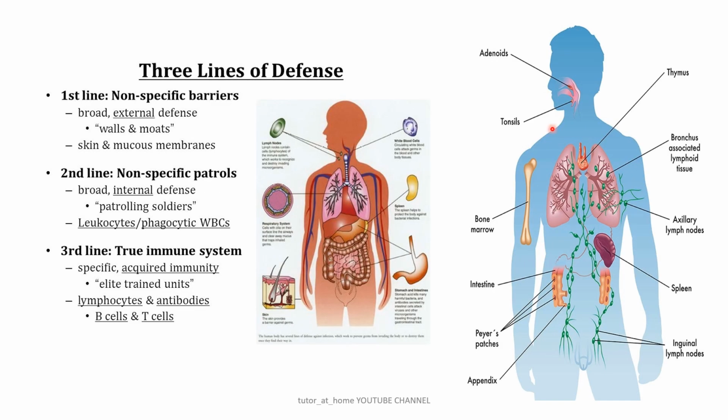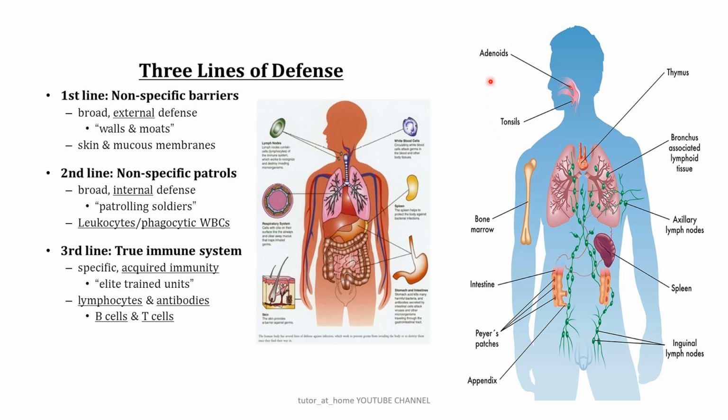Now, there can be three lines of defense. The first line of defense is the non-specific barriers, or the physical barriers: skin and mucous membranes. This is the external defense system. The second line of defense of the human body is the non-specific defense, that is leukocytes, the phagocytic white blood cells. The third line is the true immune system, which is the B cells and T cells. We will discuss them later in this video. This immune system is also referred to as the acquired immunity.